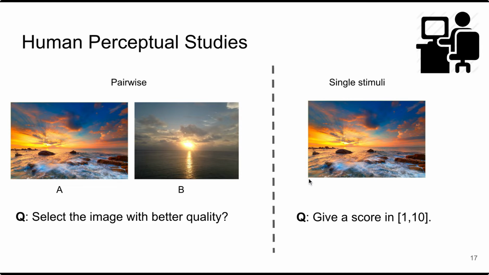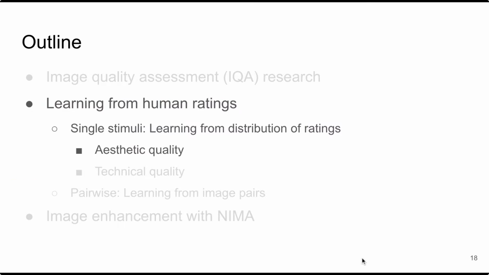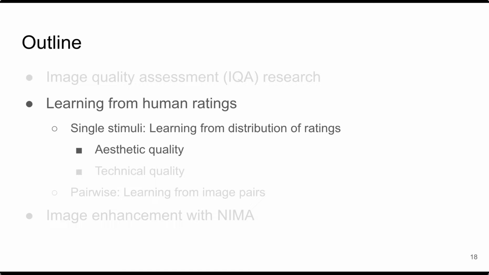On the opposite side, there is a second method, which is pairwise, in which the raters are asked to compare two images, image A versus B, for a very specific quality attribute or the overall quality attribute. Both of these methods have been widely used in the literature. I'll cover both. We'll first cover the single stimuli and how the NIMA model was trained on this data, and then we move on to the pairwise method. I'll first cover learning from human ratings with single stimuli data. Specifically, I'll cover aesthetic quality assessment first, and then I'll go over technical quality assessment.